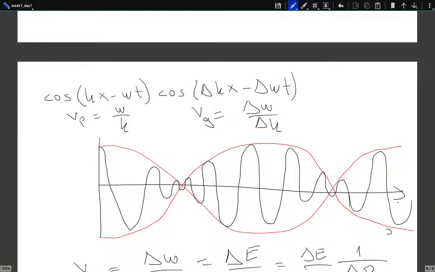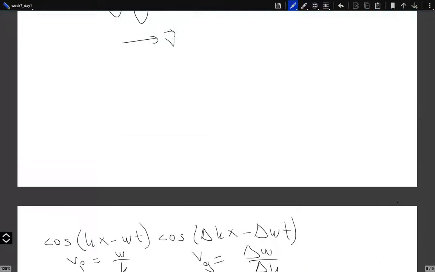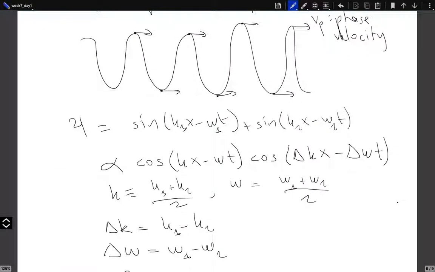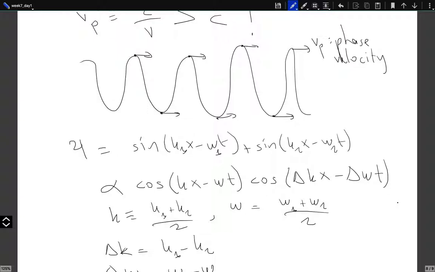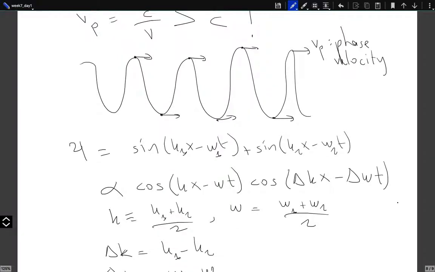So your wave is made up of just the superposition of waves having k values very close to each other. In this example, it was k1, k2, and omega 1, omega 2. I was assuming that they are very close to each other. So when I sum those two waves, I get this one. This is what's called the beats.